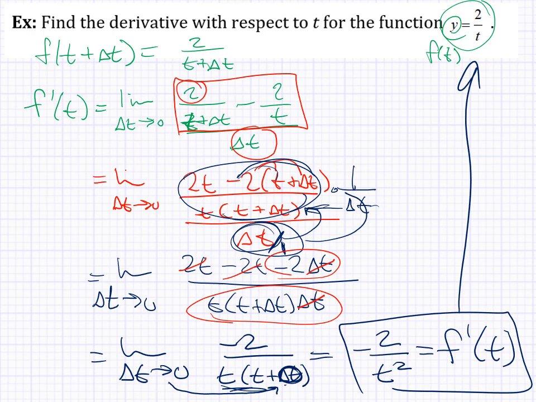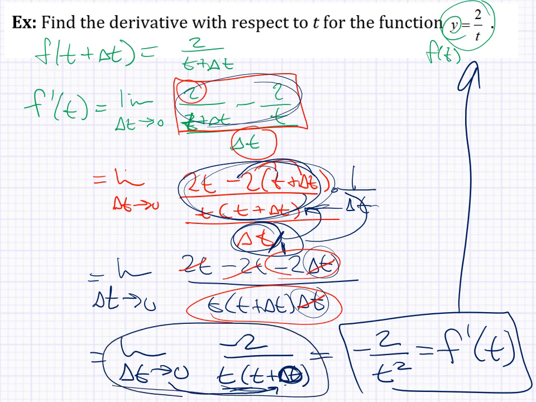So all we did is some basic algebra. We put these fractions together, actually did this subtraction, found a common denominator, and some stuff canceled out for us. That allowed us to cancel this delta t, which was really the issue. Once we canceled that delta t, we were able to do this limit.